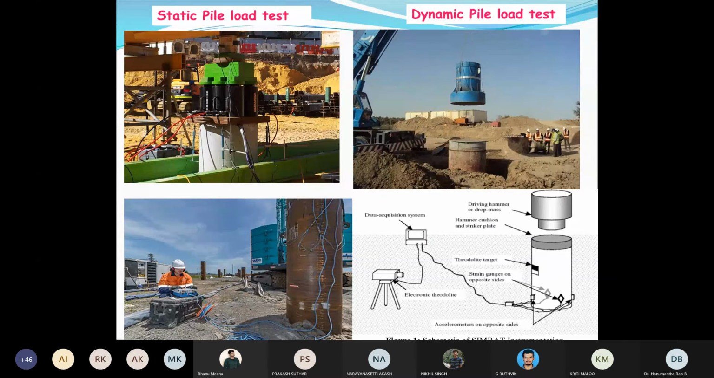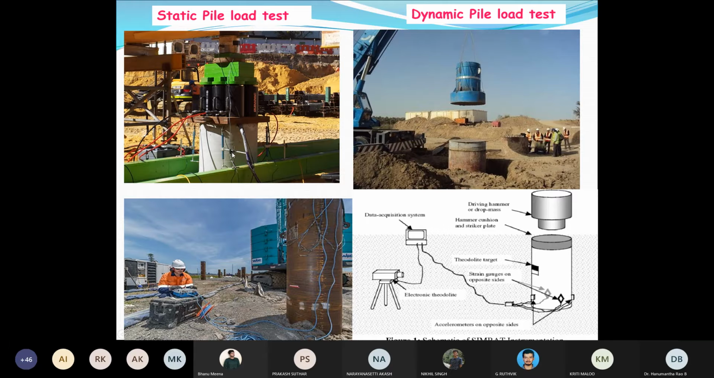And regarding the test also, there are two varieties of tests that are normally conducted on the pile. One is the static pile load test, next is the dynamic pile load test. In case of the static pile load test, all the three varieties of tests that I have discussed, the axial, the pull out and the lateral, all three fall under the category of the static pile load test. Here you can see how they are conducting the static pile load test.